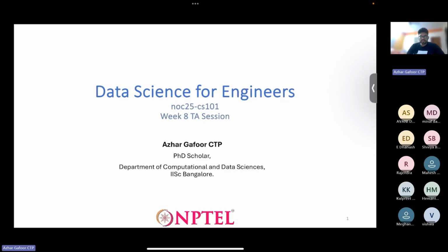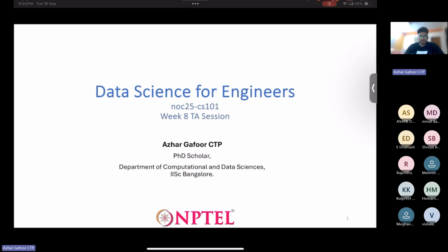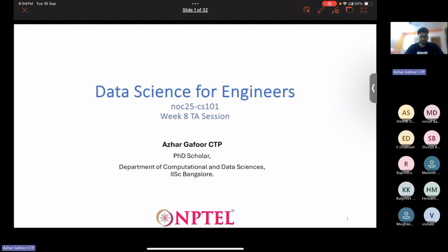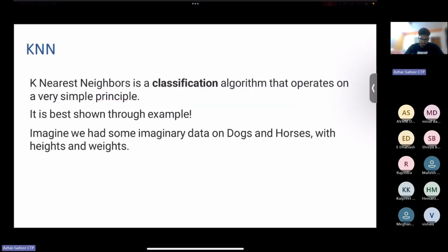So in this section, we'll be discussing the last topics of our course, that is K nearest neighbor and K means clustering. Right. So let's start our section today.